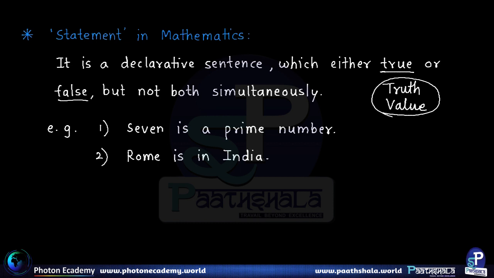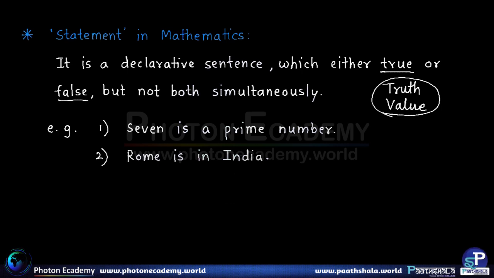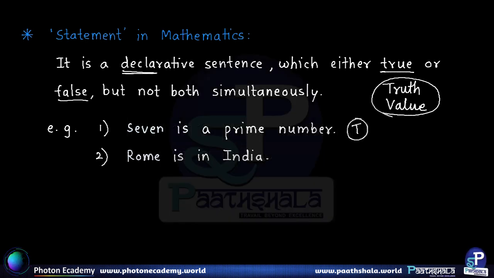So let's take an example here. When we say that 7 is a prime number, it is declaring something, it is telling us some information. Now it may be true or it may not be true, but of course not both simultaneously. And we know that 7 is a prime number, so clearly it is a true statement. If you look at the second statement, Rome is in India. This is also declaring something, but we know that it is not true, so it is false, but nonetheless it is still a statement because it is declaring something.